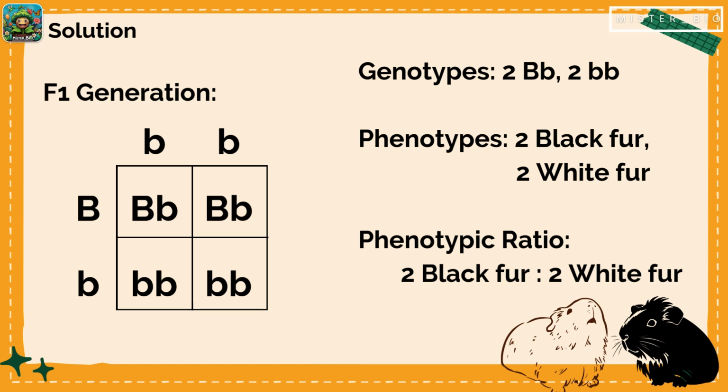Now we can determine the phenotypic ratio. We have two black fur to two white fur, which gives us a 2 to 2 ratio of black to white fur offspring. So to recap, the possible genotypes are two heterozygous Bb and two homozygous recessive bb, while the phenotypic ratio is 2 black fur to 2 white fur.